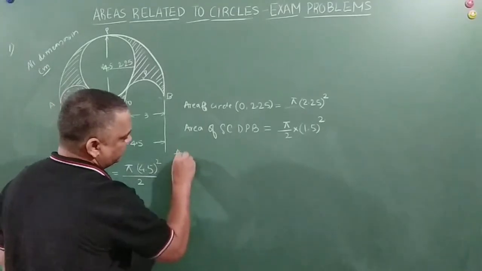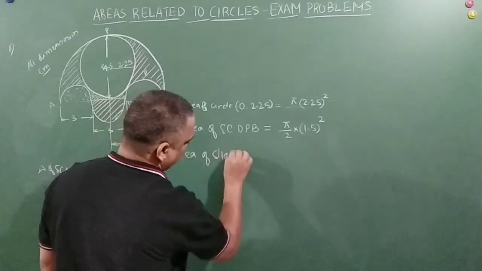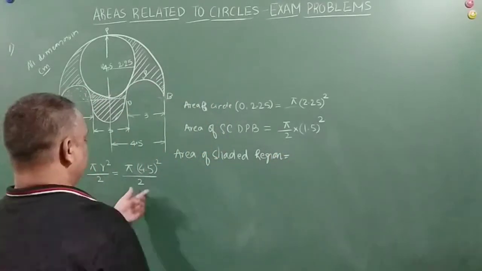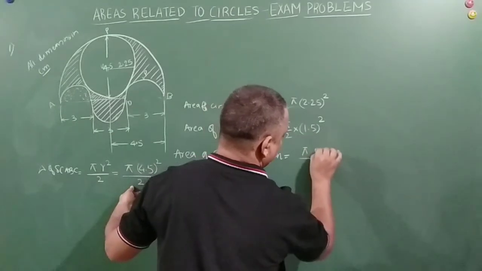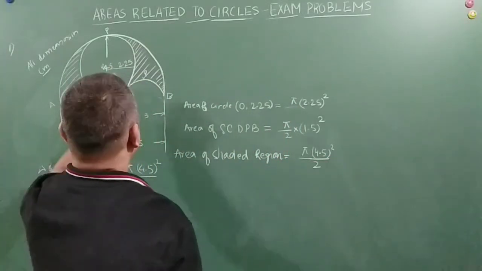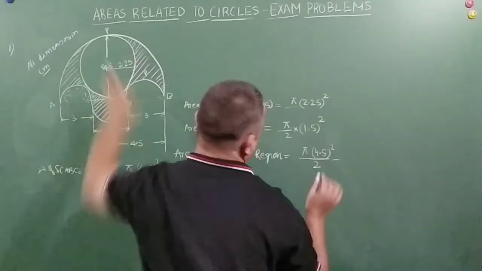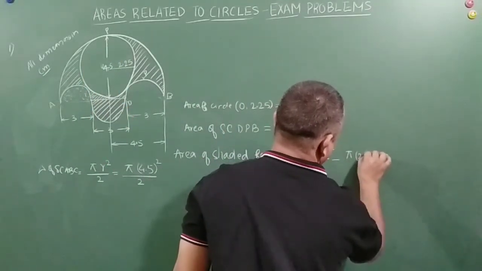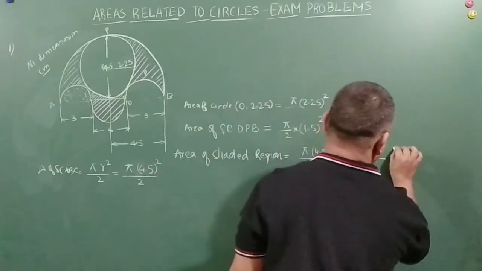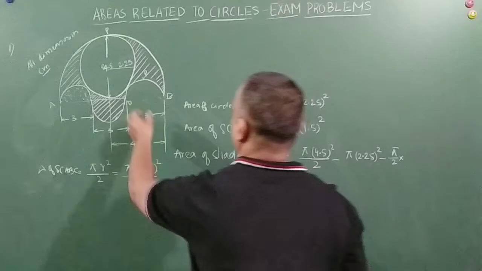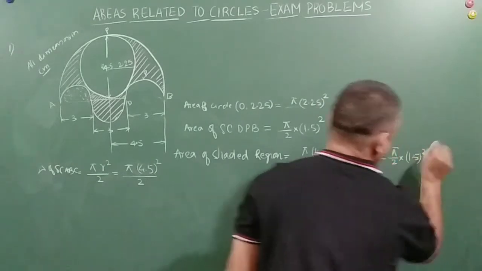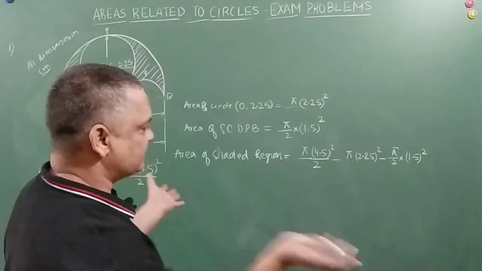So area of the shaded region now will be equal to area of semicircle, let me write it here, pi into 4.5 square by 2, area of this semicircle, minus area of this, that is equal to pi into 2.25 square, minus area of this semicircle, that is equal to pi by 2 into how much? 1.5 square. Right, friends? So there is one thing which definitely I can take common here.